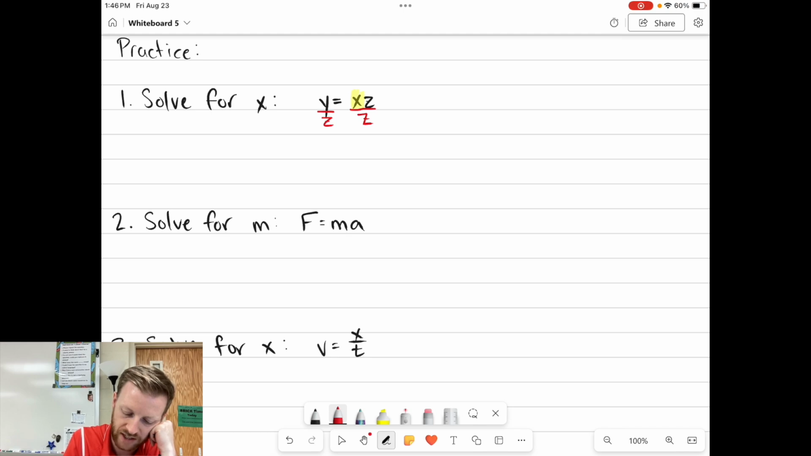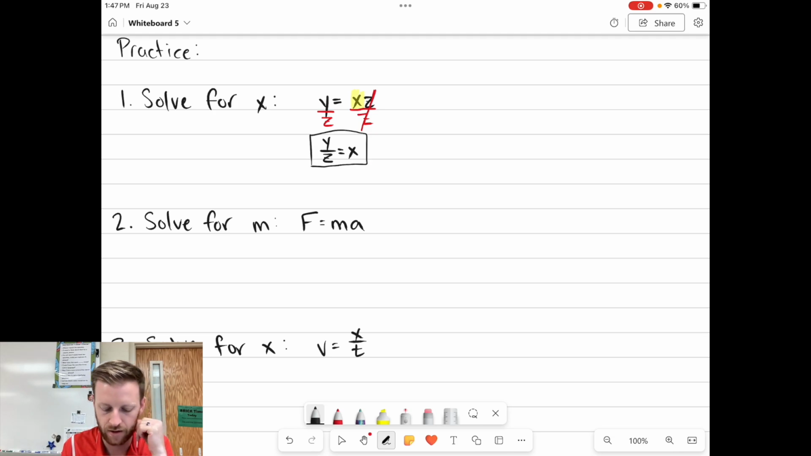So I divide both sides by z. That means z cancels here. And my next line would simply be y over z is equal to x, which is exactly what I want. So that's the correct answer there. And when we get a correct answer, we're going to box it in just like that. Simple enough, right? I needed to get rid of multiplication, so I did a division.